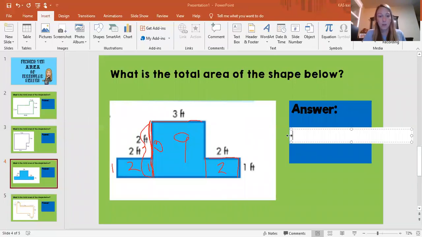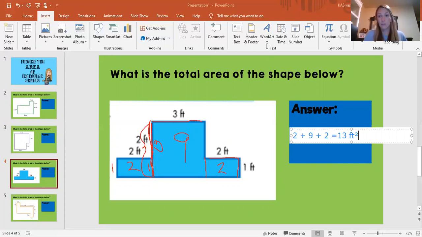So we have 2 plus 9 plus 2. And what would that be? Remember to always start with your big number. My big number is 9. Grab 9. And then I'm going to add 2. 10, 11. Add 2 more. Let's see, I stopped at 11. 12, 13. Okay, so 13 square feet. Okay, that's my answer. Could we have done this another way?